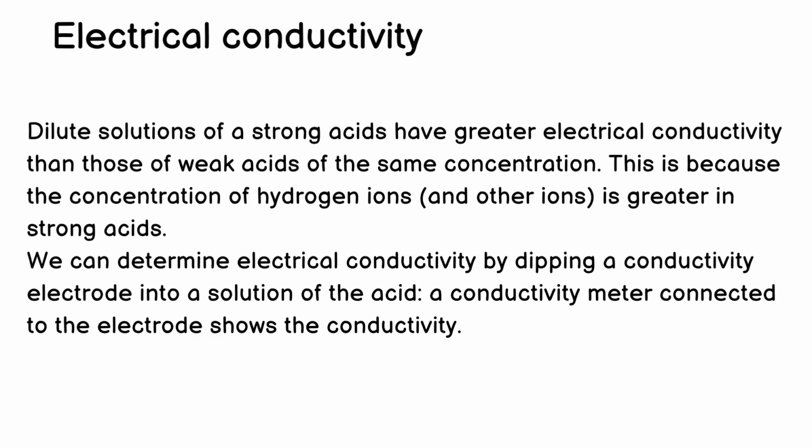Electrical conductivity. Dilute solutions of strong acids have greater electrical conductivity than those of weak acids of the same concentration. This is because the concentration of hydrogen ions and other ions is greater in strong acids. We can determine electrical conductivity by dipping a conductivity electrode into the solution of the acid. A conductivity meter connected to the electrode shows the conductivity.